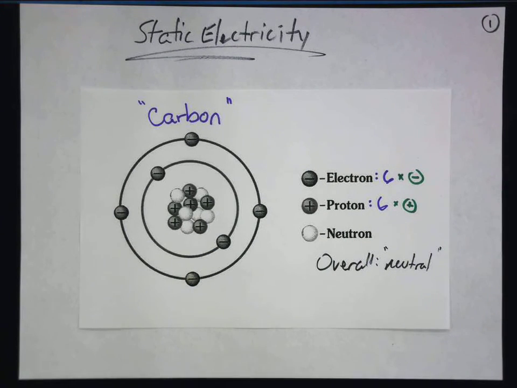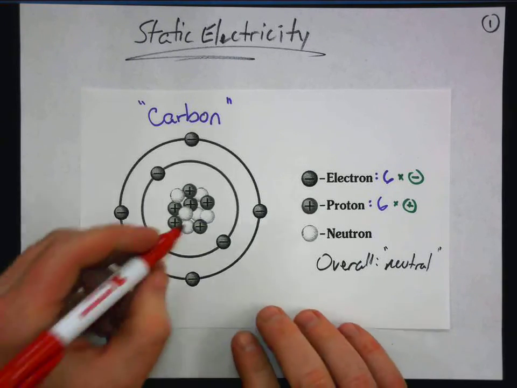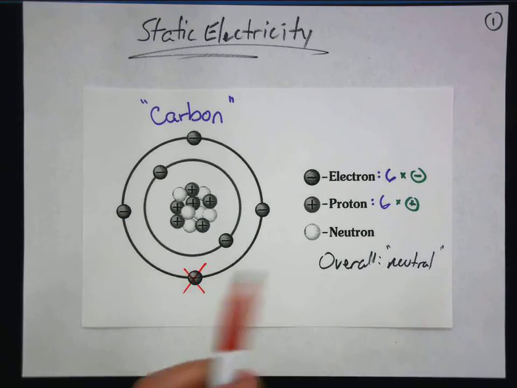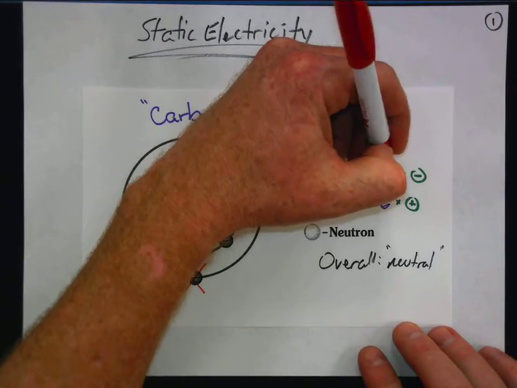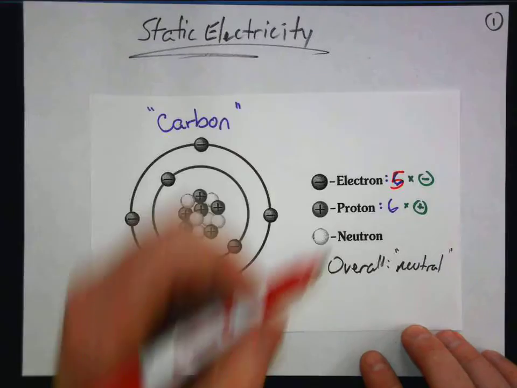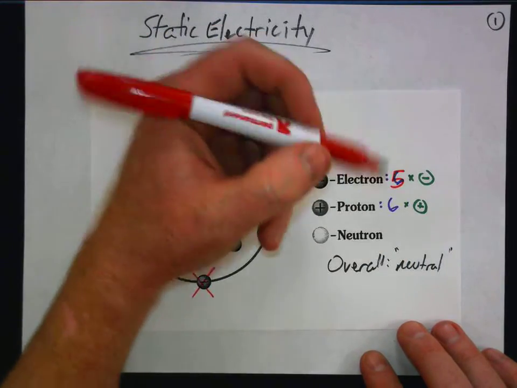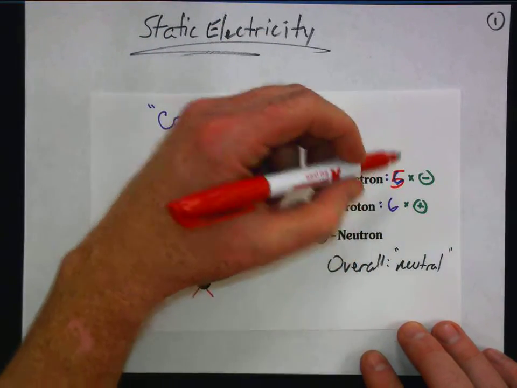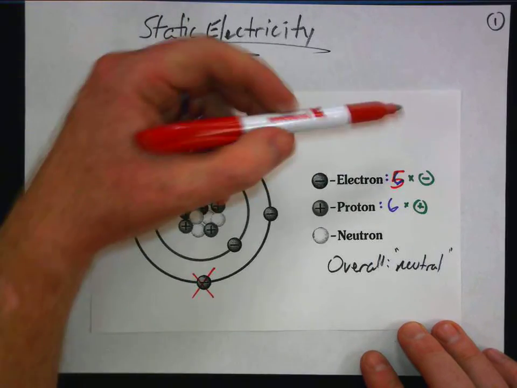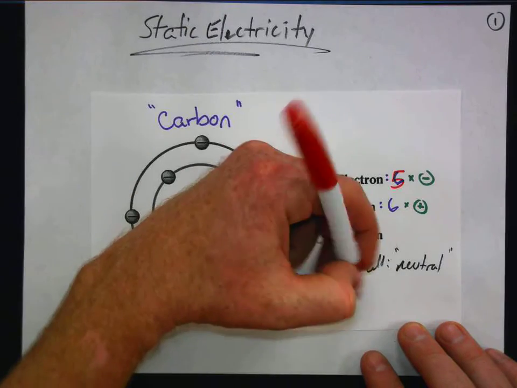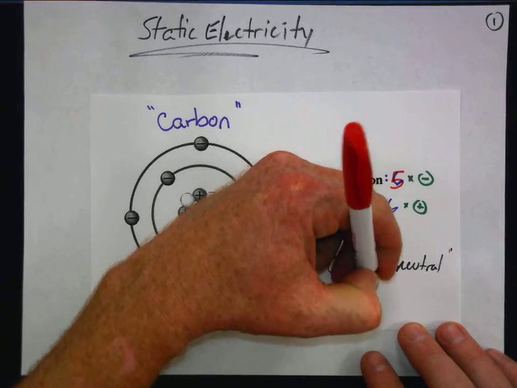Okay, fair enough. Now, what if we take one of these electrons and somehow strip it away and get rid of it? Well, then clearly things are no longer balanced. We would have 5, and then we would have unbalanced, or we would have an overall positive charge to this carbon atom. There would be 6 positives, but only 5 negatives. There's 1 positive left over. So you would have a positive ion.